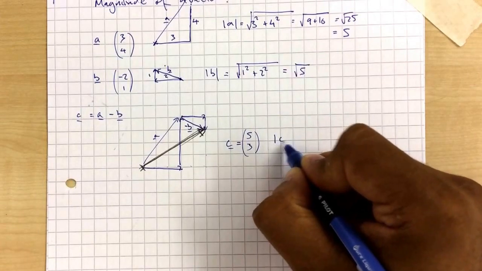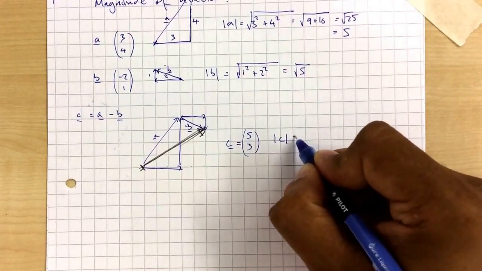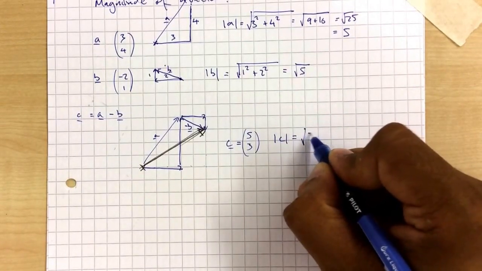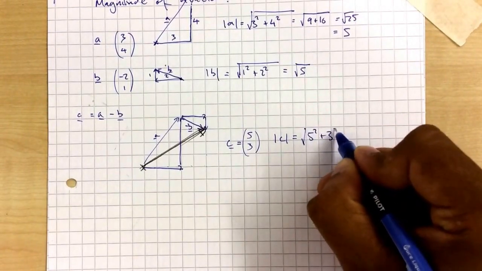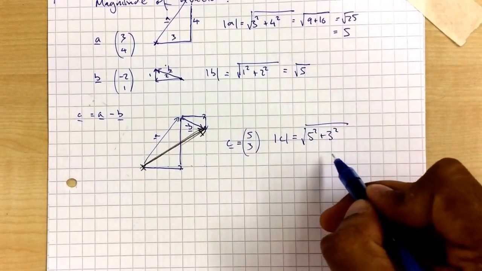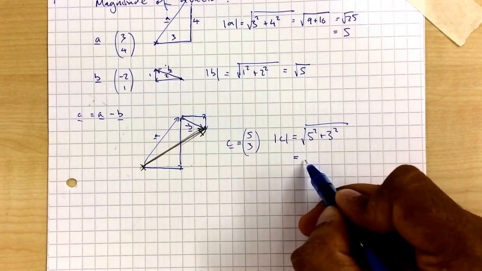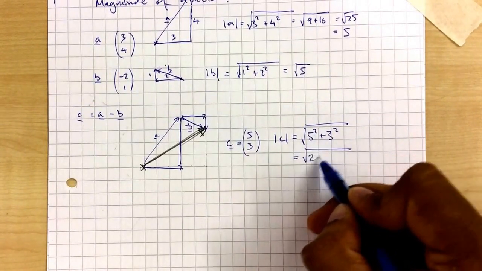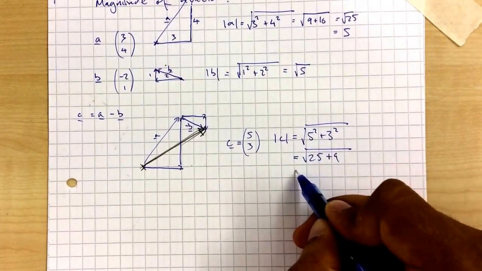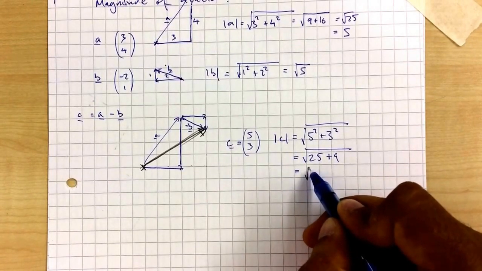So the magnitude of C is equal to the square root of 5 squared plus 3 squared, which equals the root of 25 plus 9, which is equal to the square root of 34.